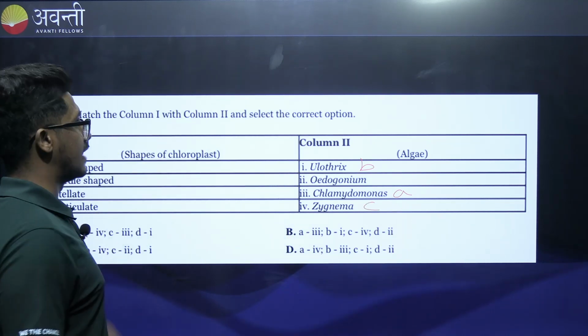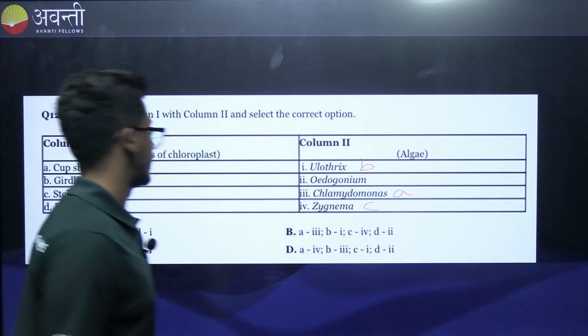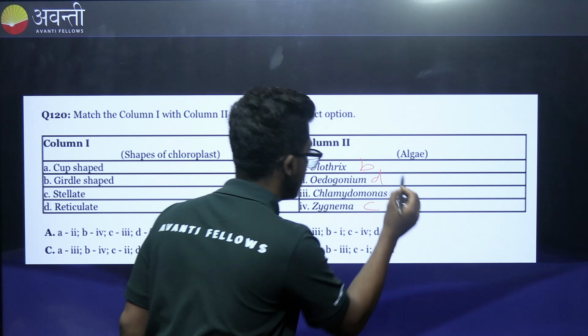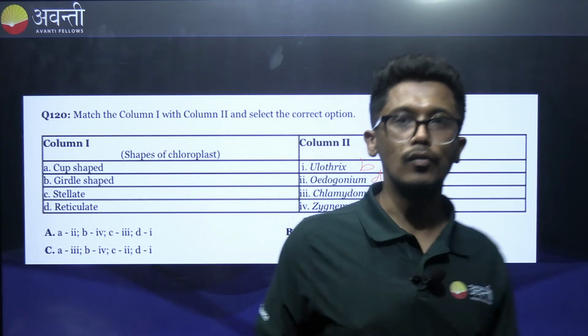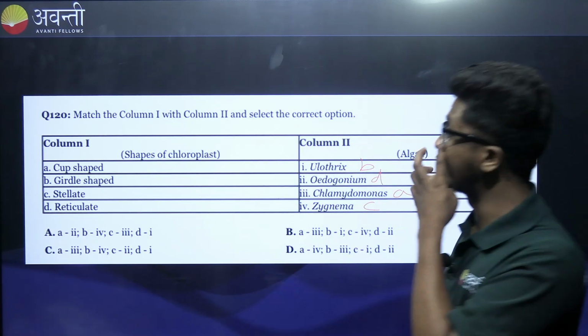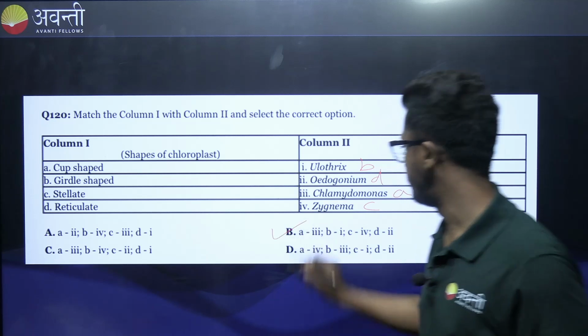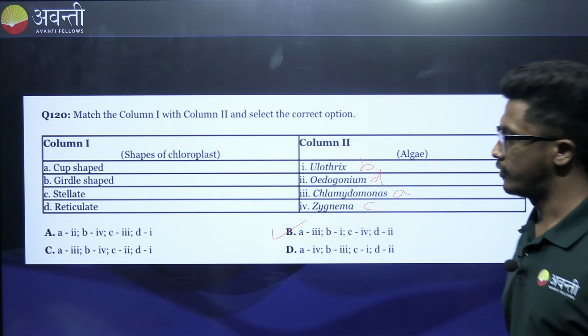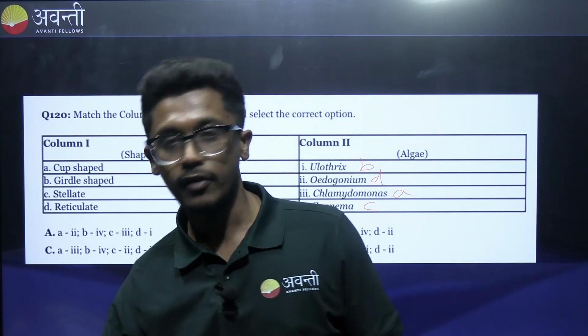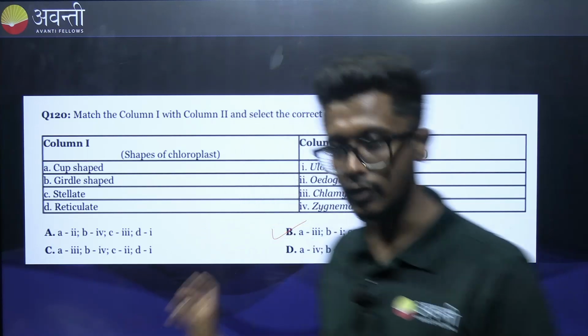And then you have reticulate shape. Reticulate shape of chloroplast is found in Oedogonium, so I'll write it as D. So your correct sequence for the match the following for this question should be option B. Okay, students, just take a note of it. This is a very important question with respect to shape of the chloroplast.